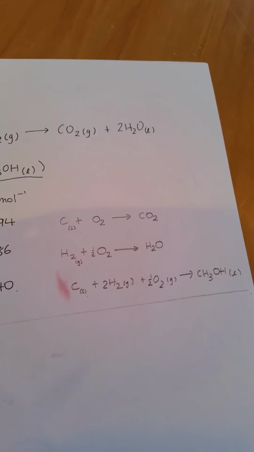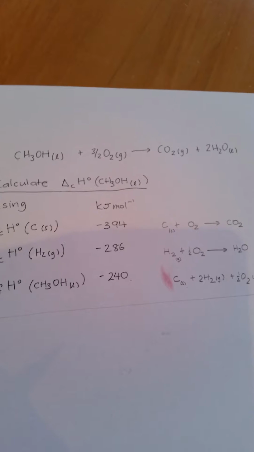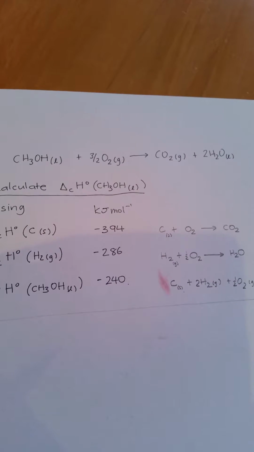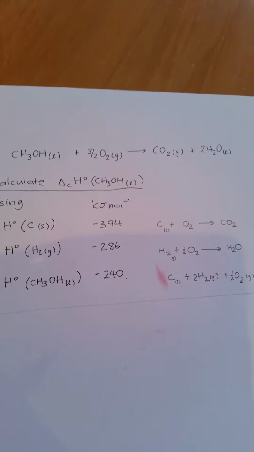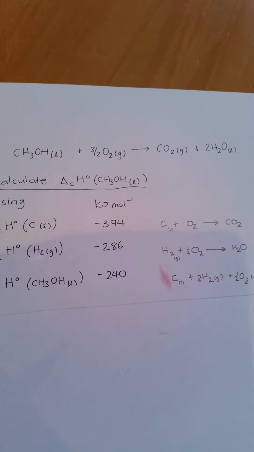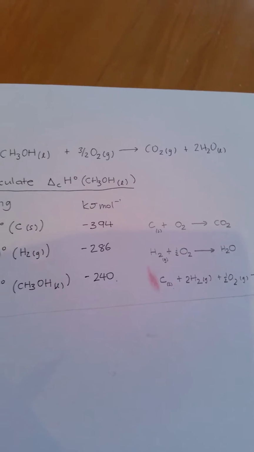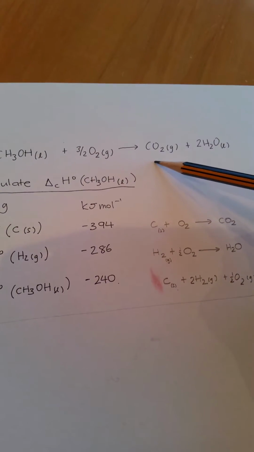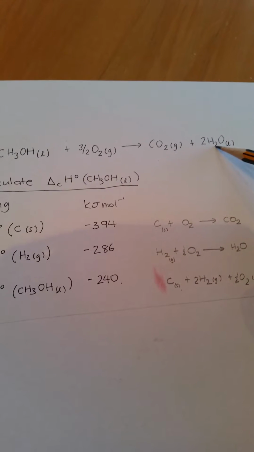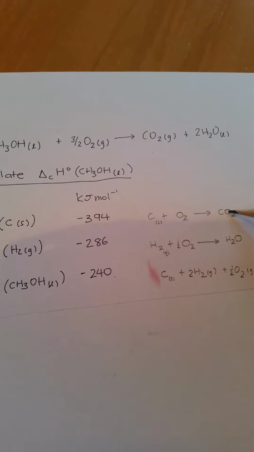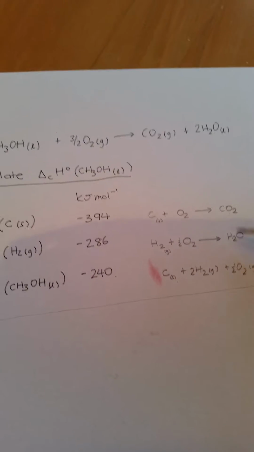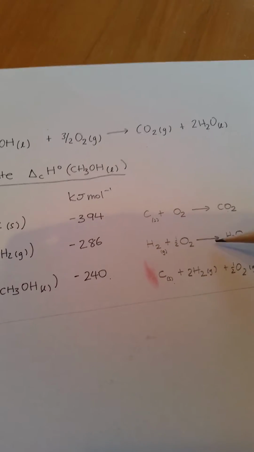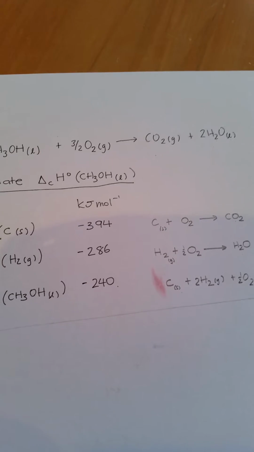So we want to use these equations to make the top equation. To do that, we can either multiply by a common factor, or we can reverse them. The first thing to see is that in the top equation we've got carbon dioxide and water on this side. So in our equations here, we've got carbon dioxide and water too. We've got 1 mole of carbon dioxide and 2 moles of water. So we can do those equations. I'll pause it while I do that.